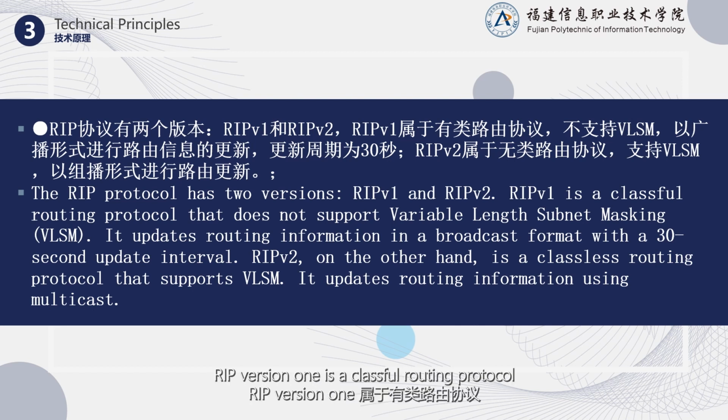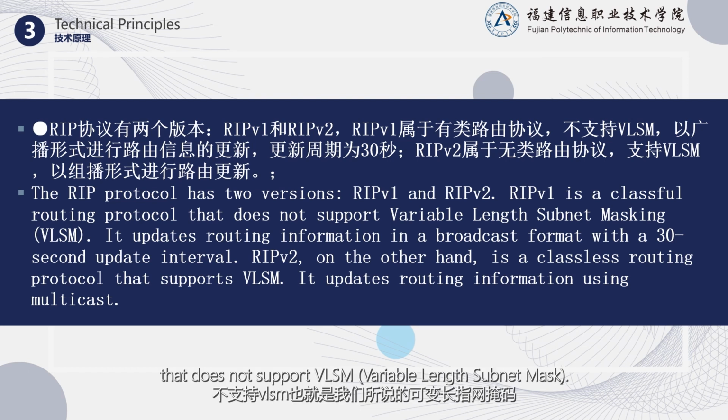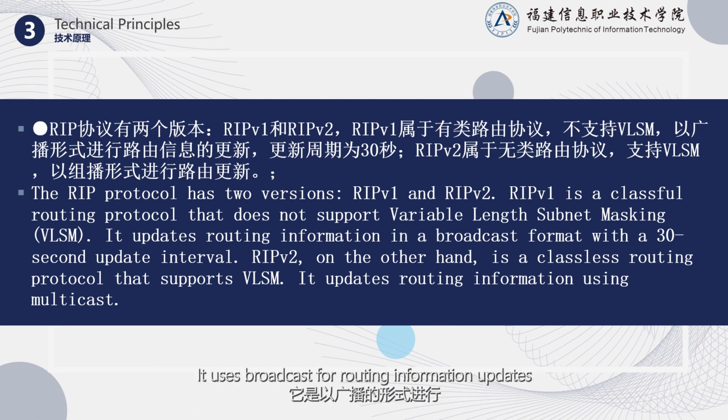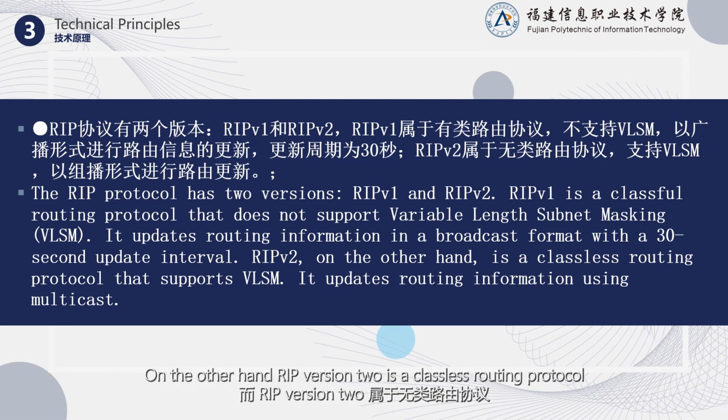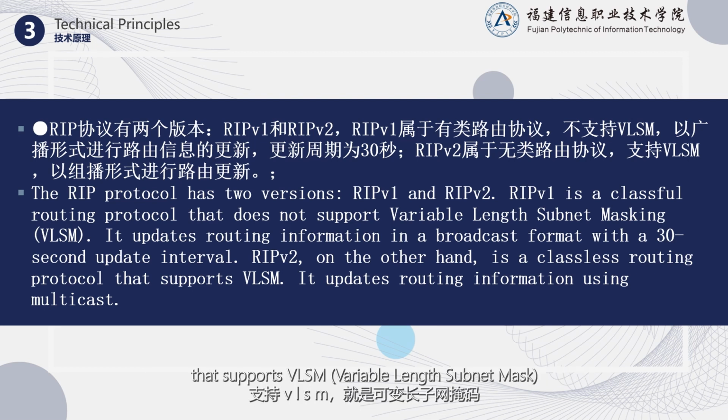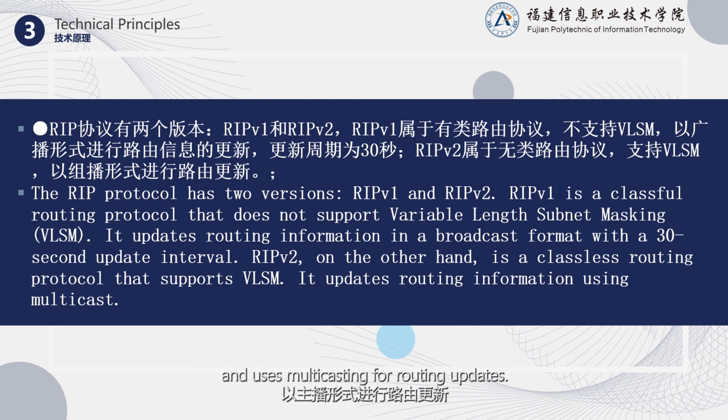RIP version 1 is a classful routing protocol that does not support VLSM, variable length subnet mask. It uses broadcast for routing information updates, and the update period is 30 seconds. On the other hand, RIP version 2 is a classless routing protocol that supports VLSM, variable length subnet mask, and uses multicasting for routing updates. The steps of the experiment are as follows.